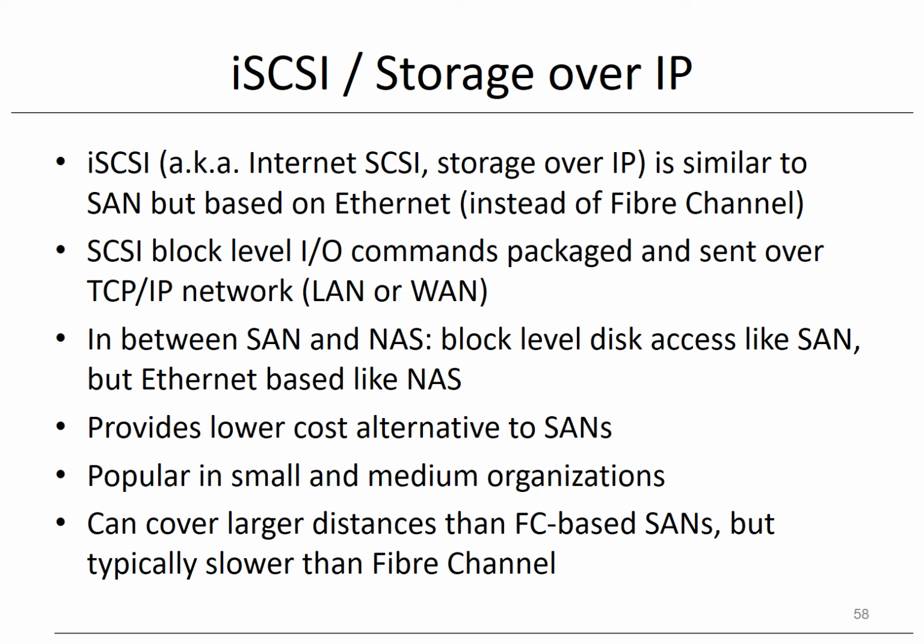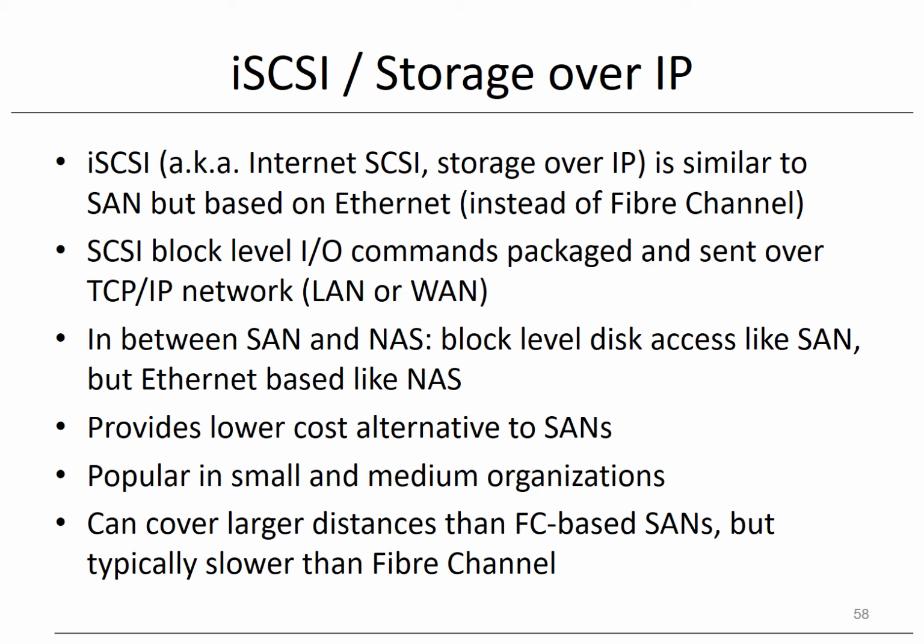iSCSI solutions sit somewhere in between SAN and NAS. They allow for block-level disk access, like SAN, but they are Ethernet-based like NAS. Overall, they provide for a lower cost alternative to SANs, since the Ethernet hardware is often less expensive than fiber channel. It is also possible to reuse existing LAN components in this way. In addition, Ethernet technology is much more familiar to most than fiber channel and less prone to incompatibilities and/or teething problems.